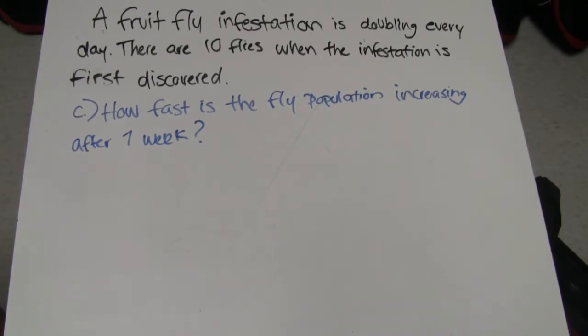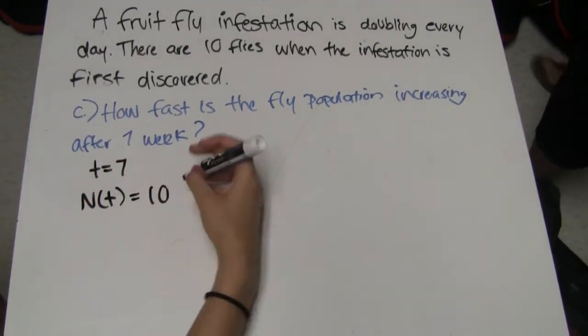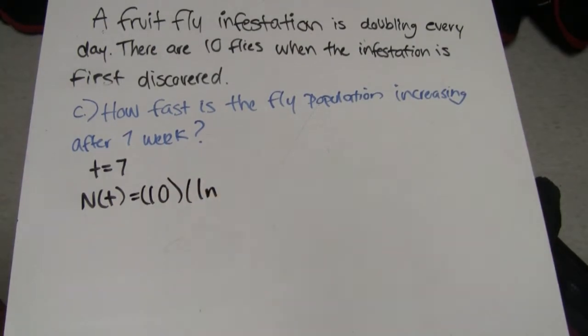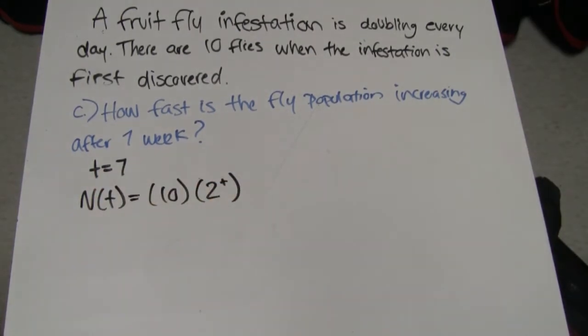Now on to part C. How fast is the fly population increasing after 1 week? In this question, you should understand that it is asking for a rate, as it mentions how fast the population is increasing after a time. To find how fast the flies are increasing at any time, differentiate the function with respect to time. This is where we will implement finding the derivative, then plug in the known variable of t equals 7.